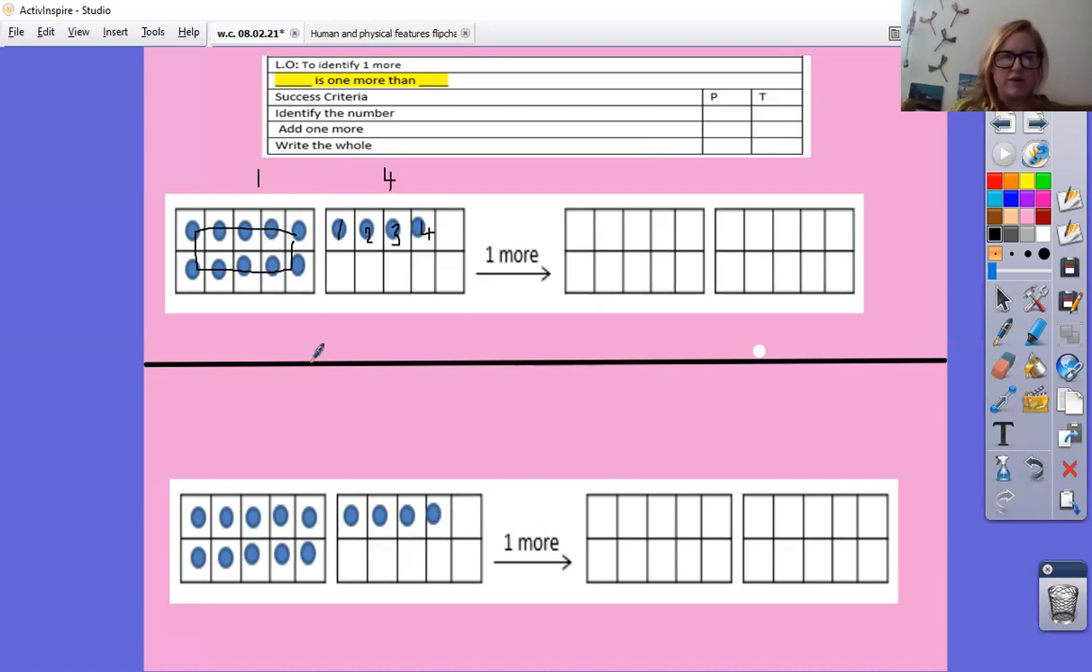Brilliant. So what number is this? We've got 1 ten and 4 ones. What number is this representing? 14. Brilliant. Okay. But I don't want to stop there. I want to add one more on.